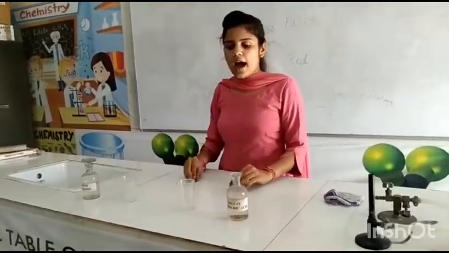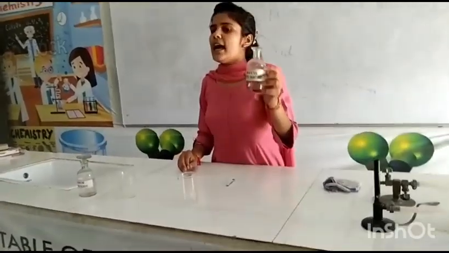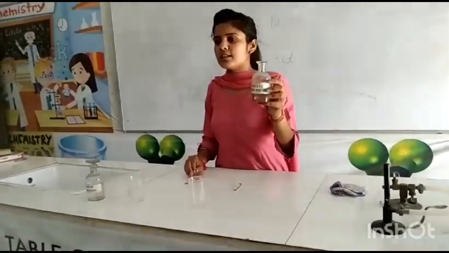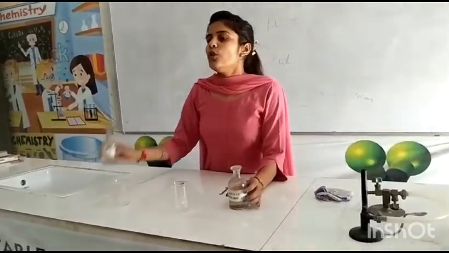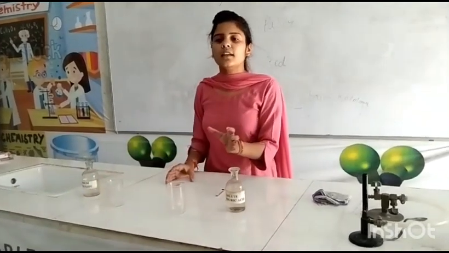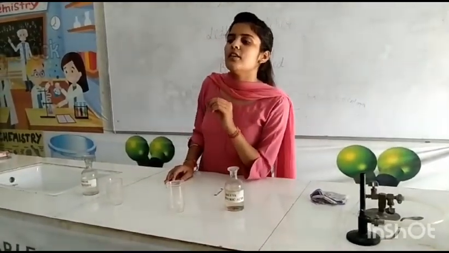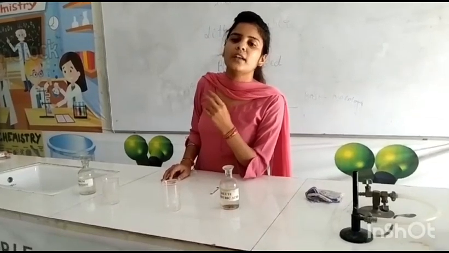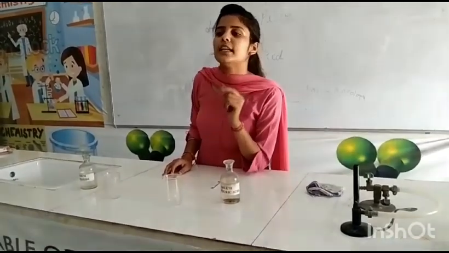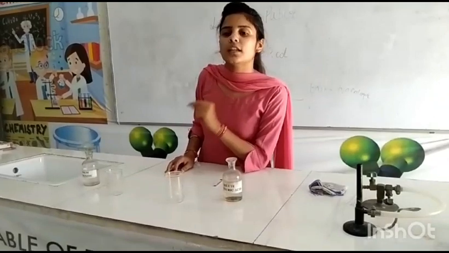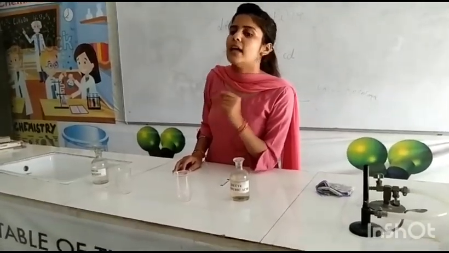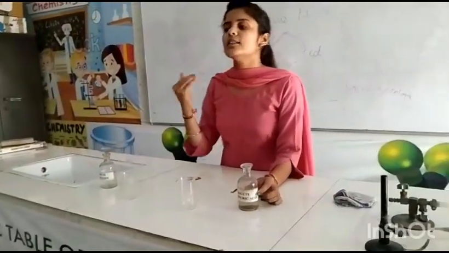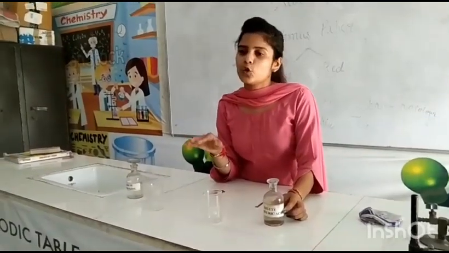Okay. So now I am considering one acid, that is dilute sulfuric acid, and one base, that is sodium hydroxide. We are considering dilute acid here. You know that acid is divided into two types: concentrated acid and dilute acid. In concentrated acid, the acid percentage is more compared to water. But in dilute acid, the water concentration is more compared to acid.